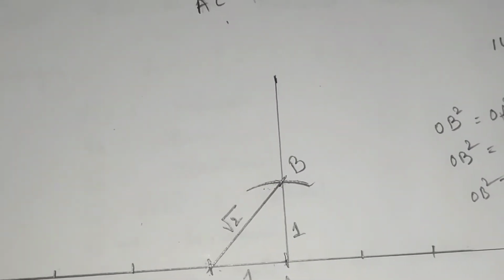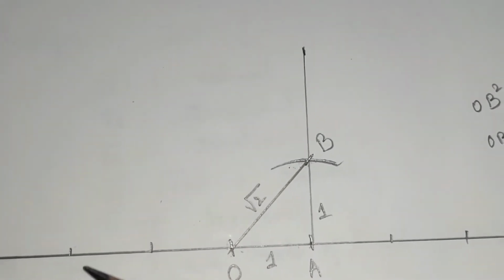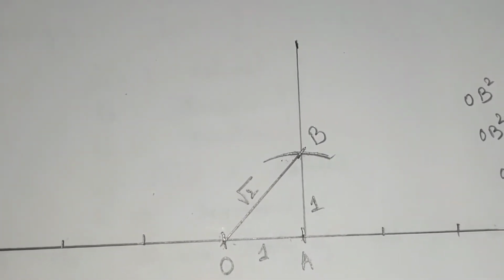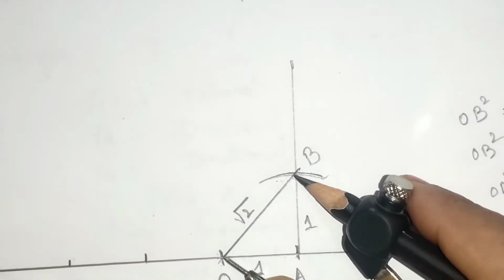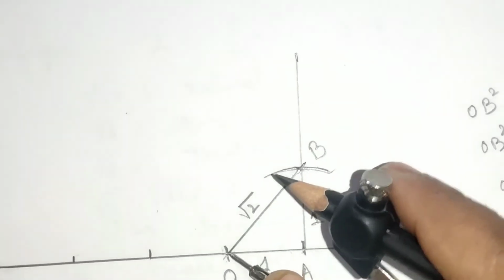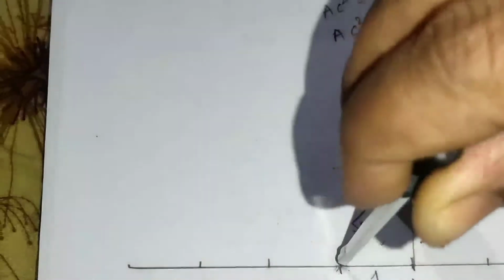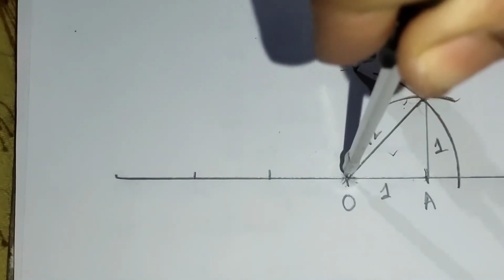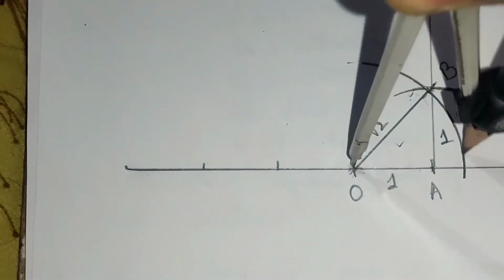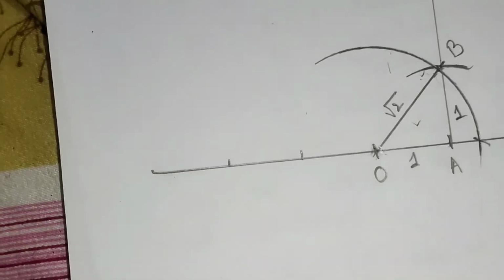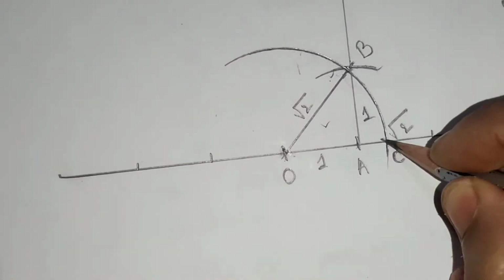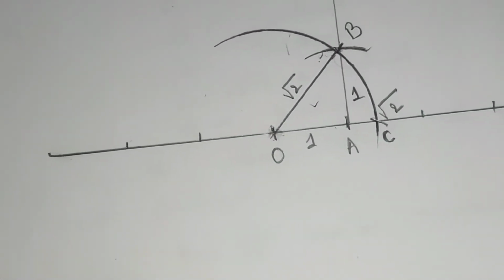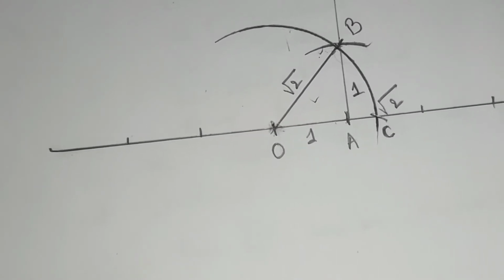Now, the OB, that is root 2, has to be located on the number line. What you have to do? Take OB as a radius. O as a center. Draw an arc which touches the number line. This point, let me call this point as C. Point C indicates root 2. This is the method of drawing root 2 on the number line.